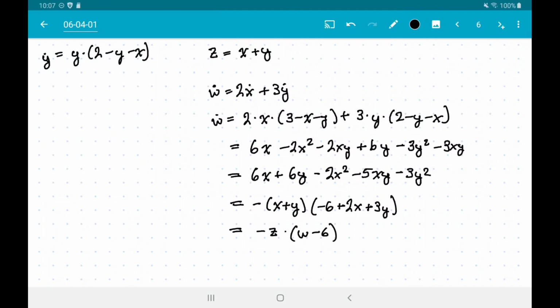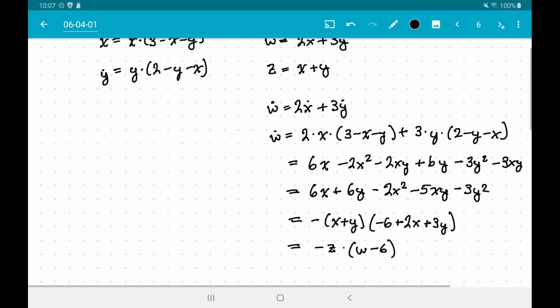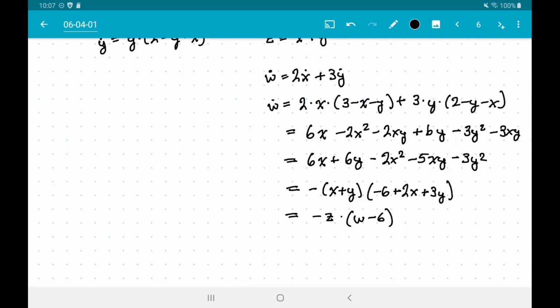And there I've substituted for z and for w. The important thing about this is that if you'll notice, w equals 6 is fixed. Now, what that means is that if you choose an initial condition where w happens to be equal to 6, then w will be 6 forever. Because you can see that if w is equal to 6, then w dot is 0.